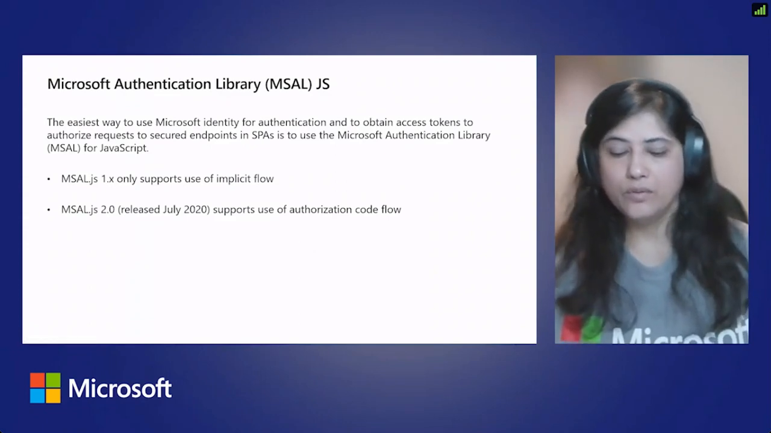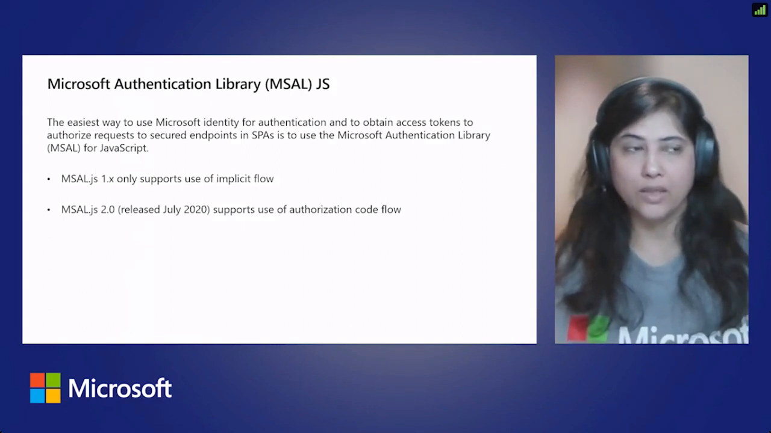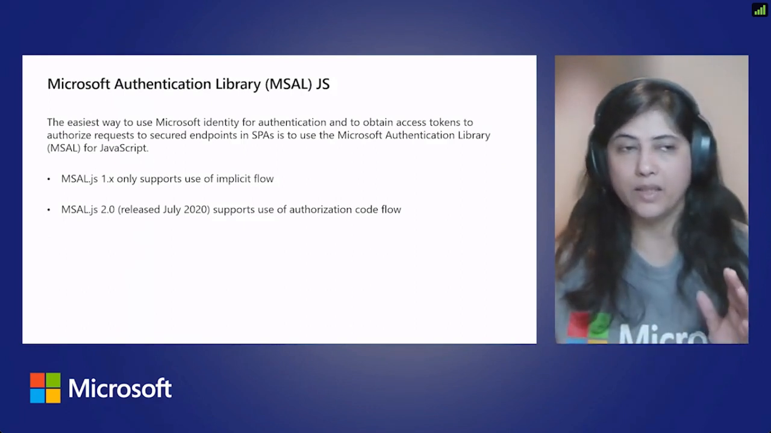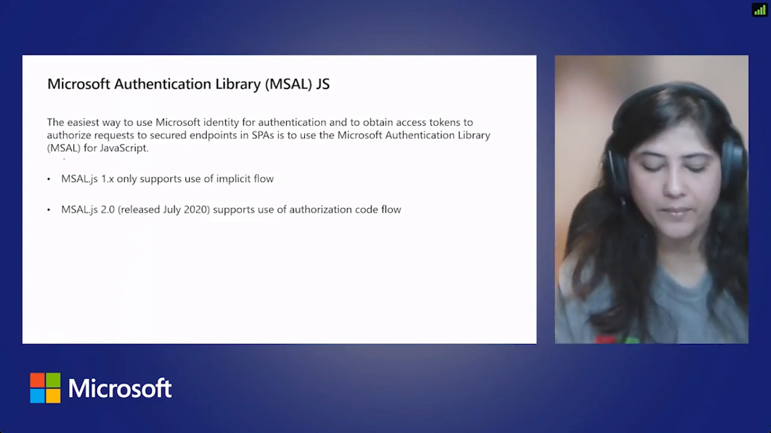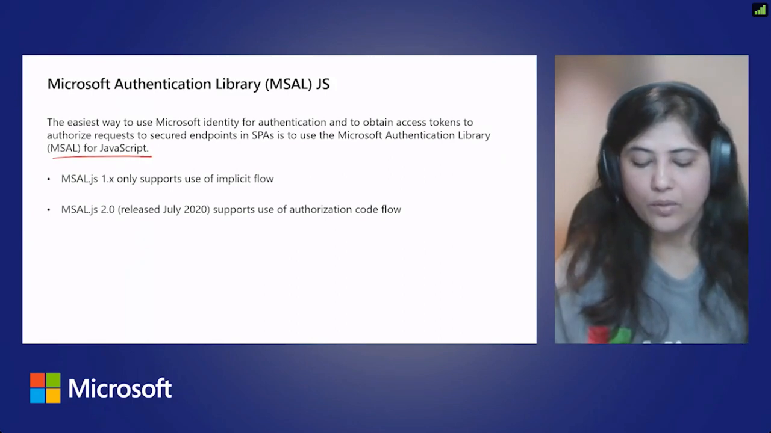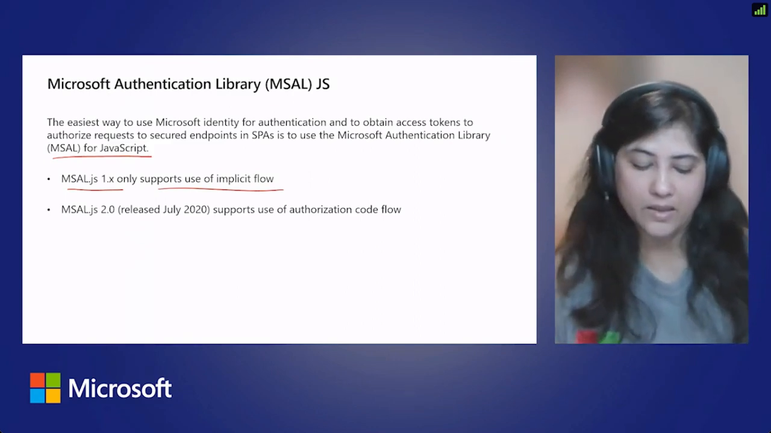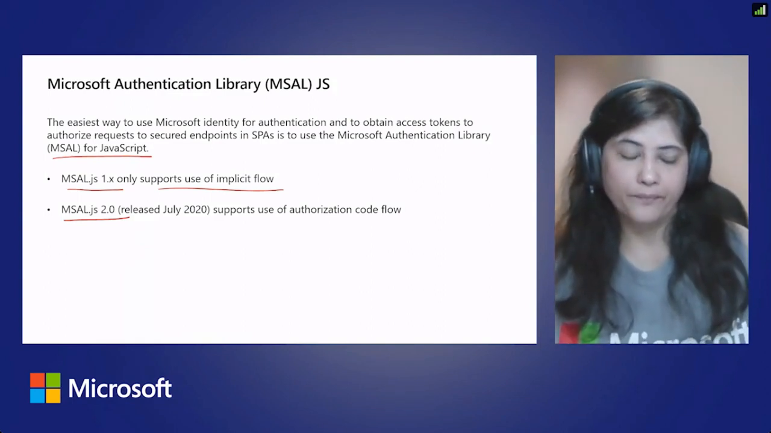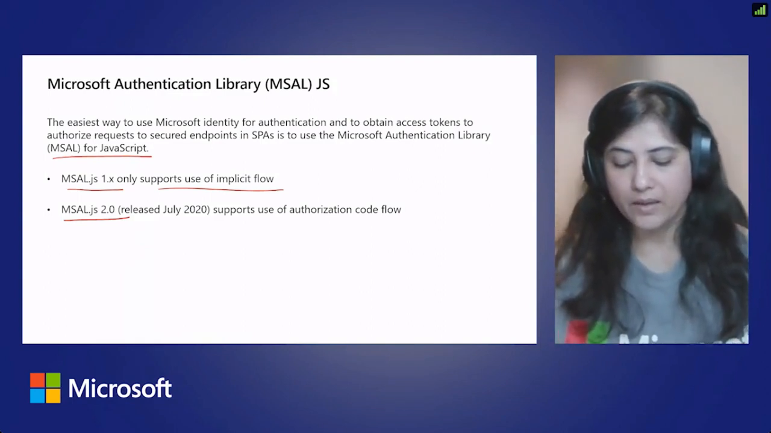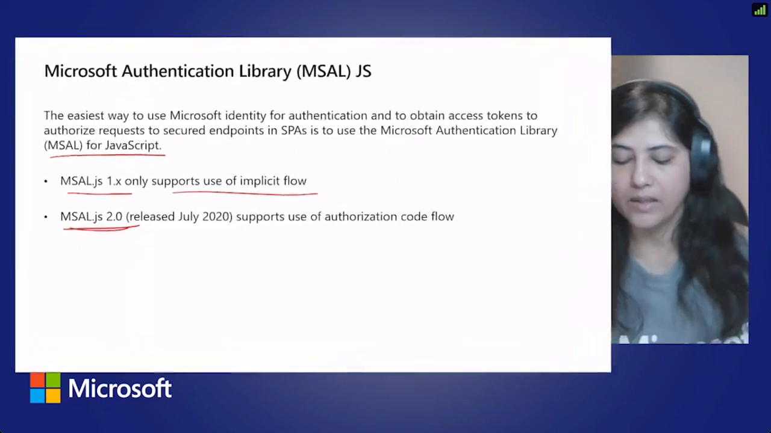The easiest way to use Microsoft Identity for your authentication and to obtain access tokens to authorize requests to secure endpoints in your single page applications is to use Microsoft Authentication Library for JavaScript, or MSAL.js. So there are two versions. 1.0 only supports use of implicit flow. However, in July 2020, Microsoft released 2.0. This supports the use of authorization code flow. So it is recommended that you use msal.js 2.0 and make use of the authorization code flow rather than the implicit flow there.